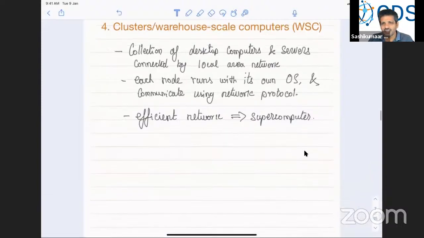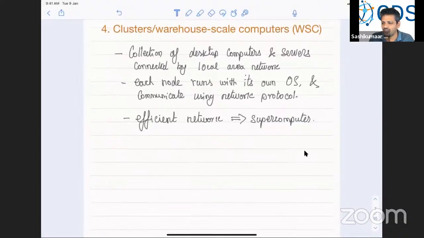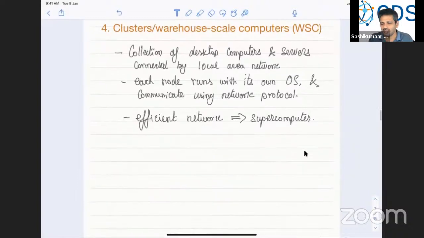When you talk about a cluster, it need not be a supercomputer. It can also be just a collection of desktops or a collection of servers connected with your local area network, LAN. That is also like warehouse-type computers, especially Amazon, these big warehouses, and they use this type of machine. They don't run real supercomputers; it is okay to put together different clusters connected with a local area network.